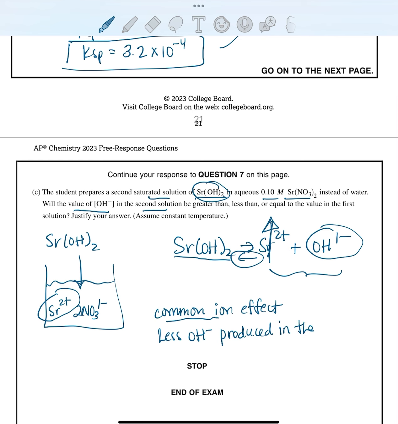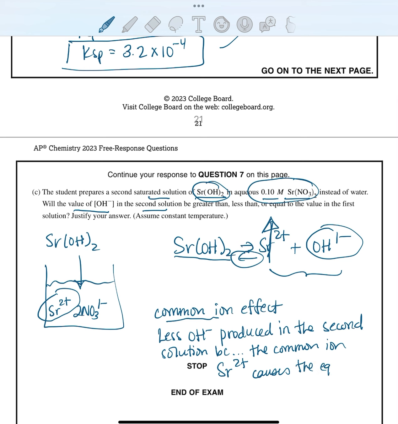in the second solution, because the common ion, strontium, causes the equilibrium to shift left back towards the salt.